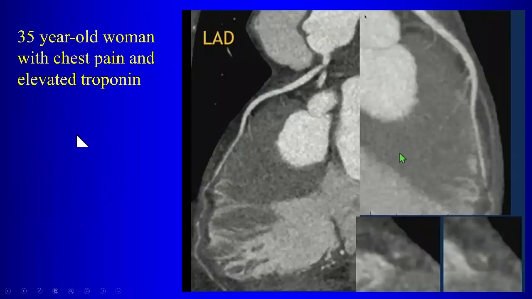All right, so let's move on now to a different topic. Here's a 35-year-old woman with chest pain and elevated troponin. So of course, what are we worried about? Okay, an infarct. So what's the abnormality on the CT? No, the myocardium's here, right? This is fat.